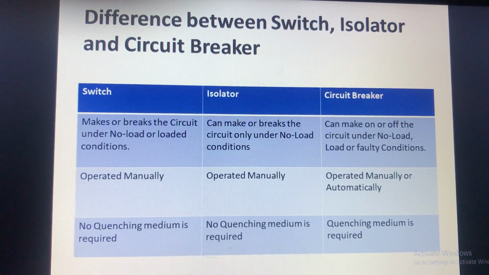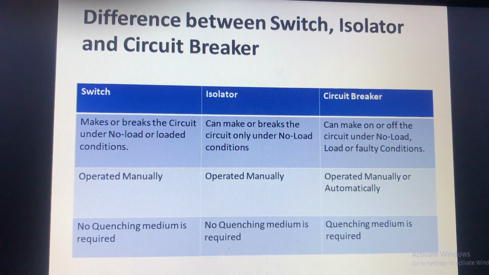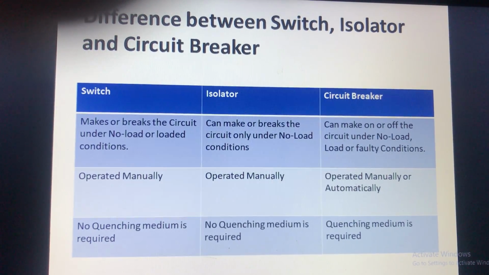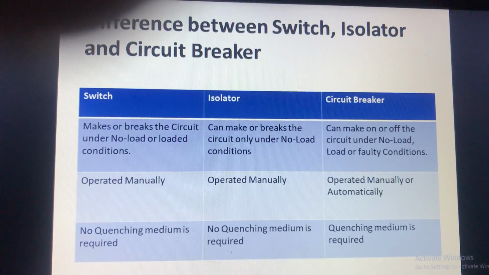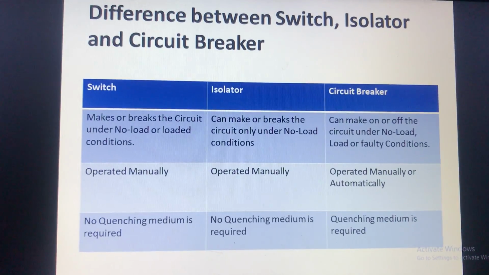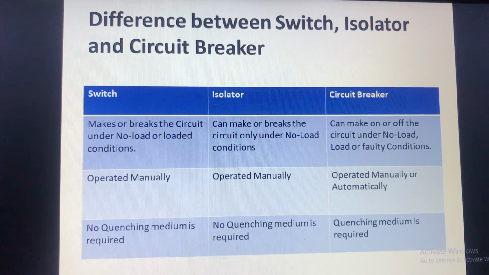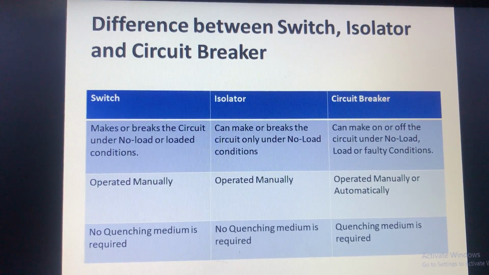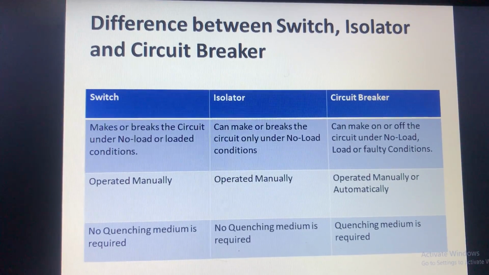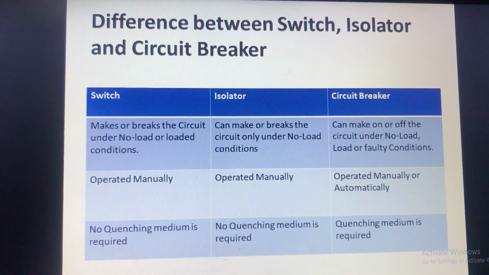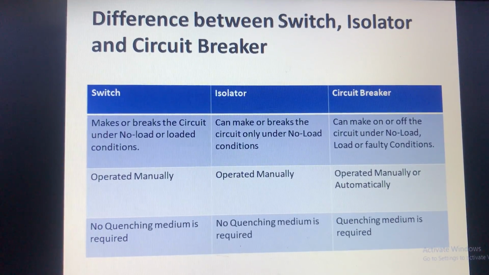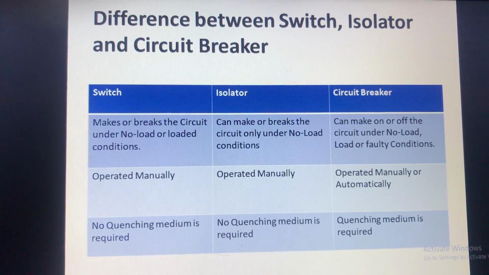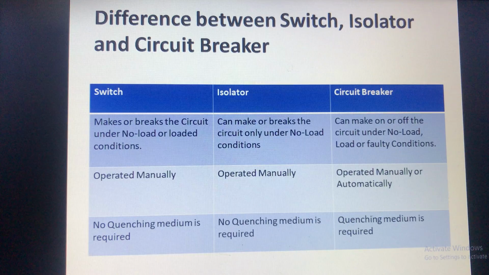We cannot extinguish it, so we need some medium like oil. On the basis of this quenching medium, the name of the circuit breaker is given. If we are using oil as a quenching medium, then it is an oil circuit breaker. If we are using air, then it is an air circuit breaker. If we are using vacuum, then it is a vacuum circuit breaker. And if we are using SF6 gas, because its dielectric strength is very good, then it is an SF6 circuit breaker. So in the case of a circuit breaker, the quenching medium is required to extinguish the arc which develops between the contacts when they are opened.